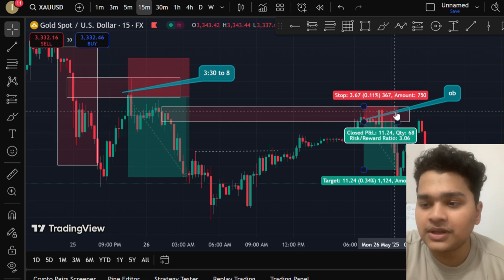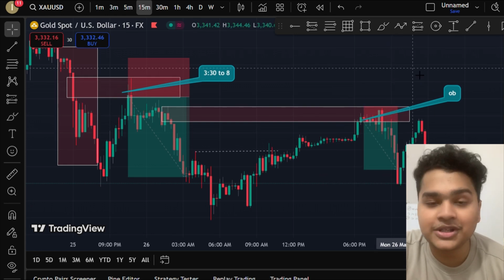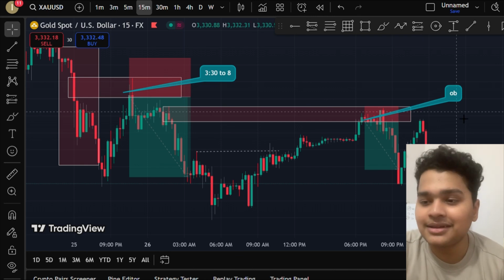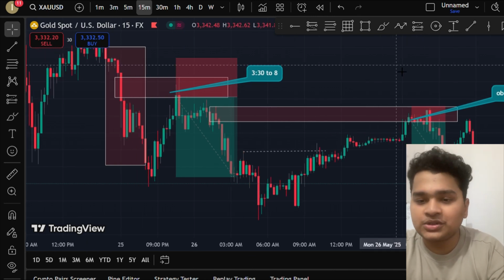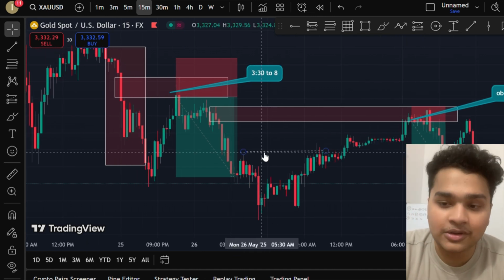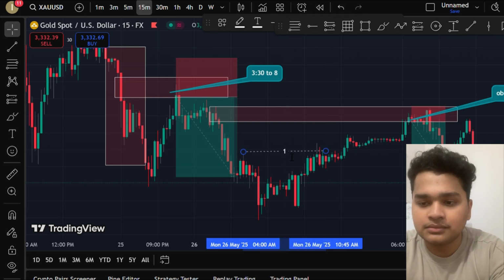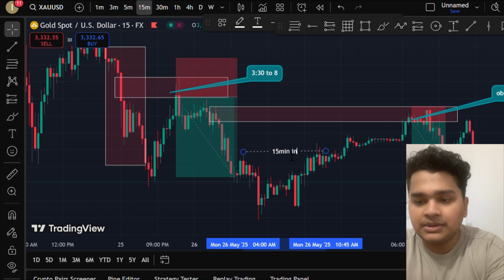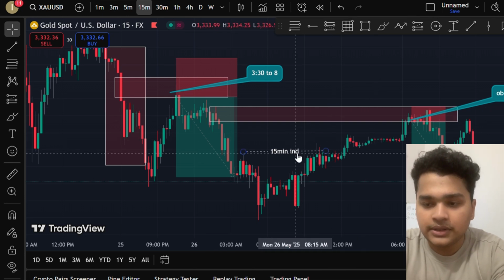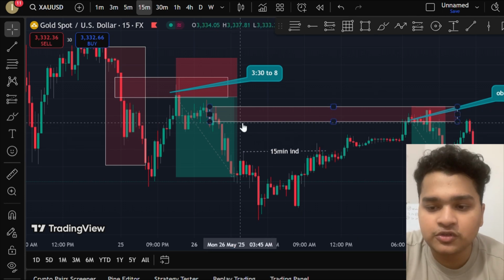So this was my most recent trade. It was a 1:3, happily 1:3. It was basically an OB trade, this was an order block. Okay, let me show you how it is an order block. You can spot an inducement level here. Let me mark it for you. Let's name it 15-minute inducement. Okay, so this was the inducement level.